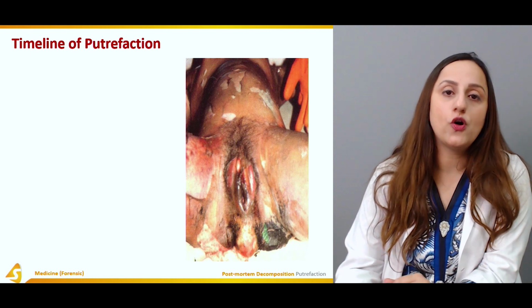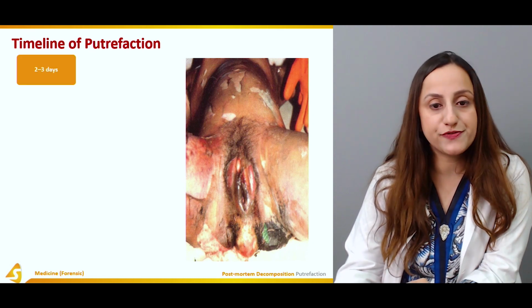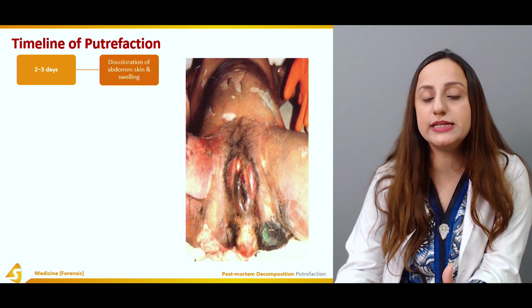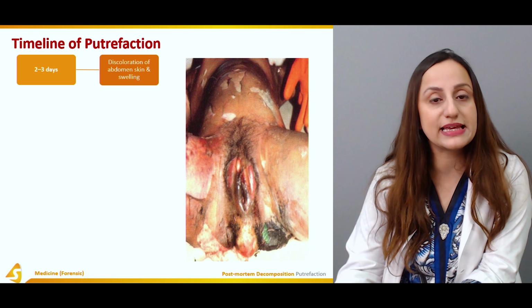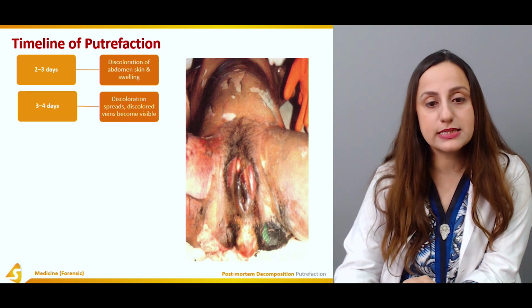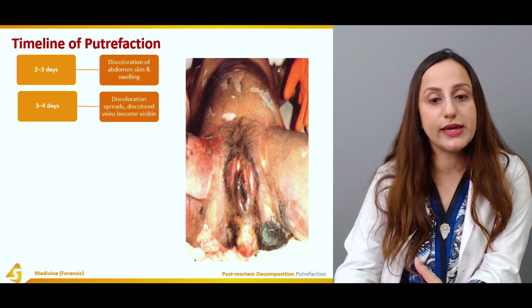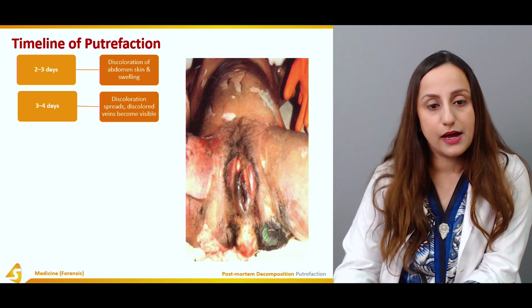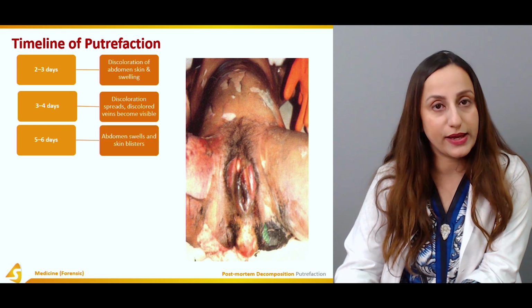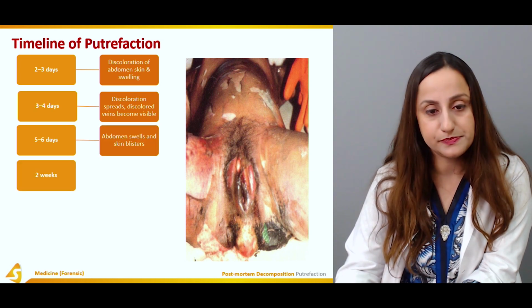Now, the timeline of putrefaction. The timeline of putrefaction is very important. It takes about 2 to 3 days for the discoloration of the abdomen and skin, and the swelling, to start. In about 3 to 4 days, the discoloration spreads and the discolored veins become visible. After about 5 to 6 days, the abdomen swells and skin blisters are formed.